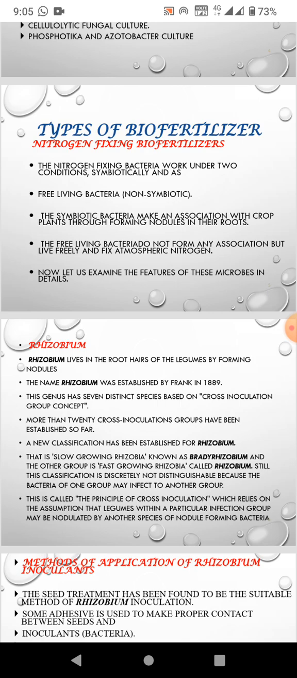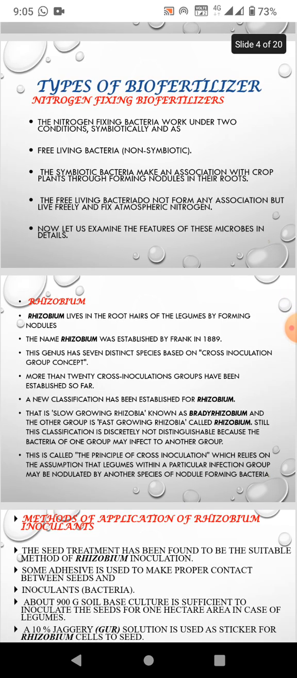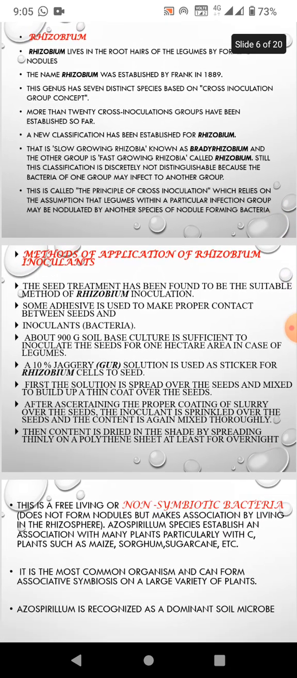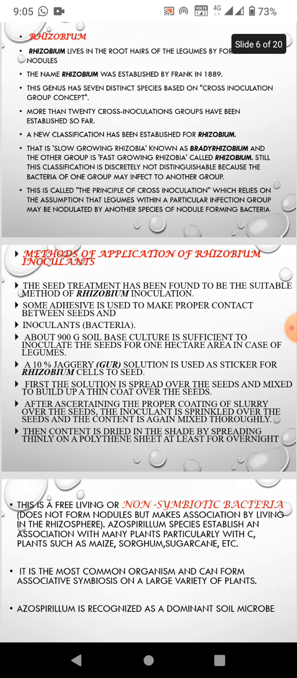A new classification has been established for Rhizobium, that is slow growing rhizobia and fast growing rhizobia. Still this classification is debated because the bacteria of one group may infect another group. This is called the principle of cross inoculation. And then the method of application of Rhizobium inoculants. Seed treatment has been found to be the suitable method of Rhizobium inoculation. Some adhesive is used to make proper contact between seed and inoculant bacteria. About 900 gram of soil-based culture is sufficient to inoculate the seeds for 1 hectare area in case of legumes.